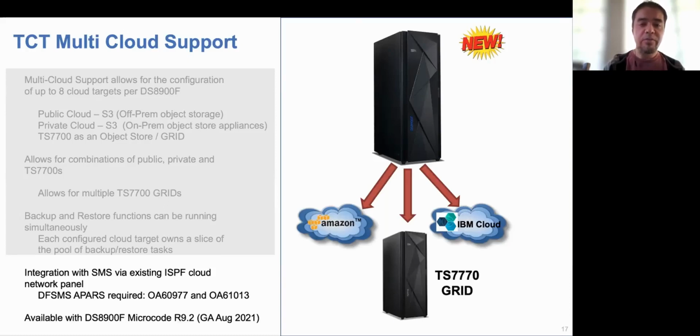So multi-cloud support is now extended not only inside the DS8000, but also to the configuration of the mainframe host, so that it also allows you to define multiple cloud targets that are going to be using TCT to move data. This enhancement was introduced with the DS8900 microcode version 9.2, which was released in August of 2021, this year.